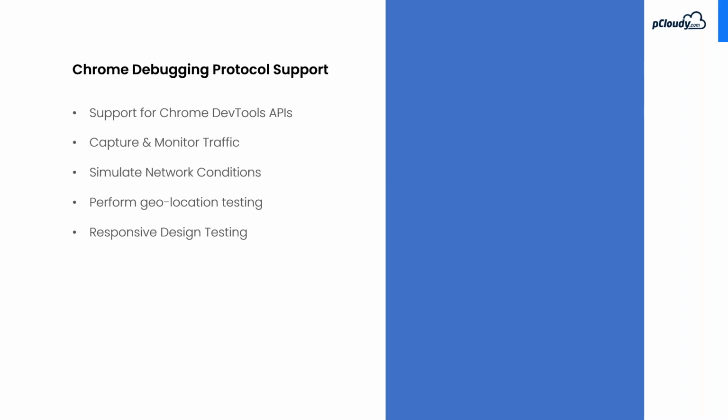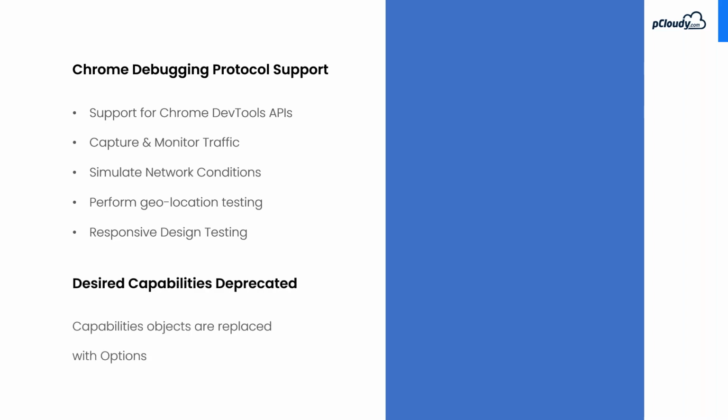So these are some of the enhancements that have been made over the Chrome debugging protocol support. And when we talk about the desired capabilities, as I mentioned earlier, the capabilities are now deprecated with the advancement of options. So these capabilities are now replaced with the new options. The desired capabilities were primarily used in the test scripts to define the environments, from the browser name to the versions or the OS, and for execution on the Selenium Grid.